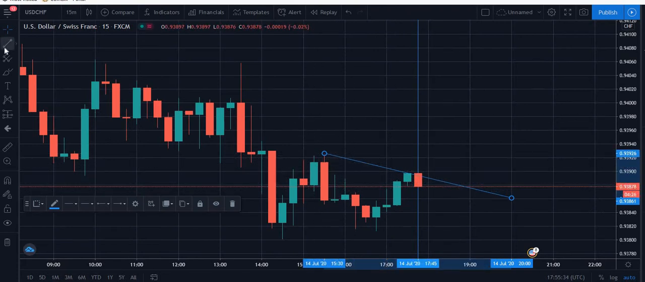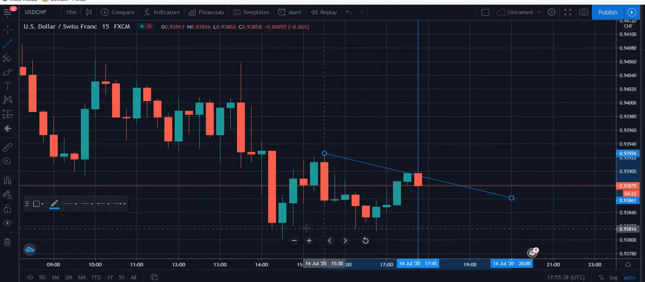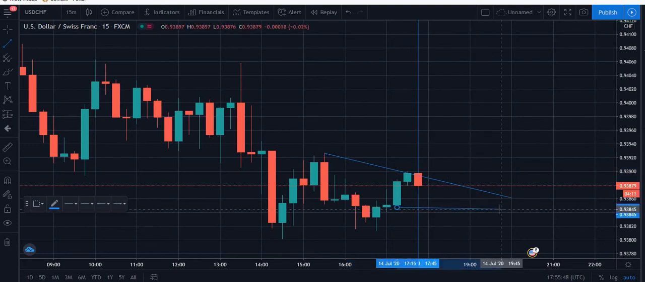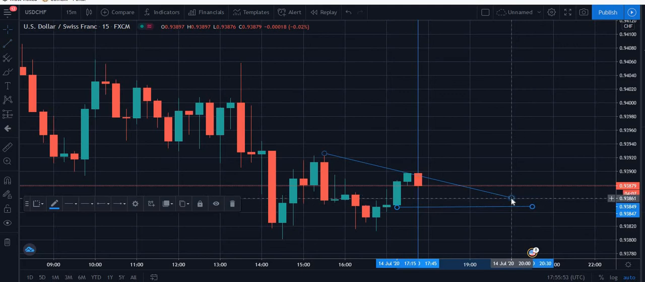Okay, and then on the bottom, I try and keep the bottom as flat as possible, but these seem too far away to draw one, so I'm gonna come up to this little candle right here, the bottom of the wick, and I'm gonna just draw it like this. I try and keep it as flat as possible.